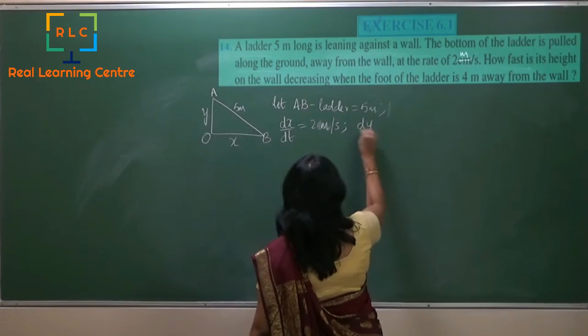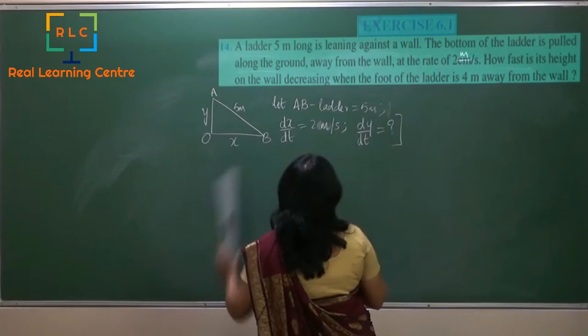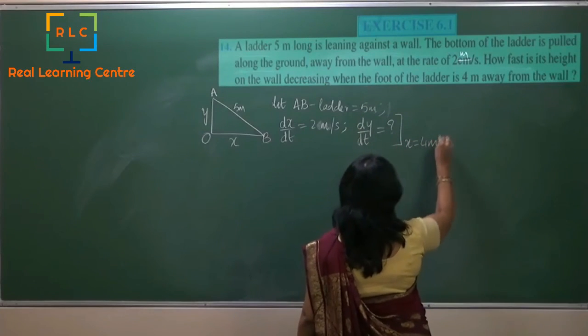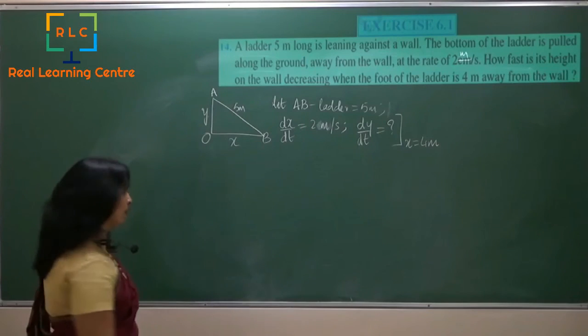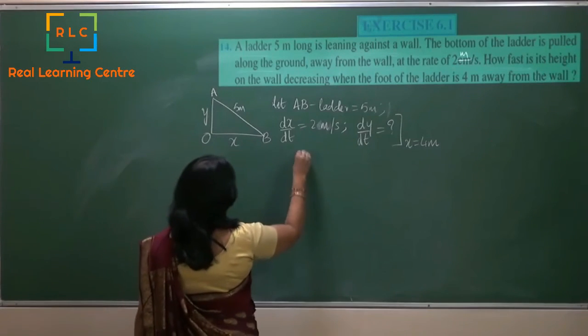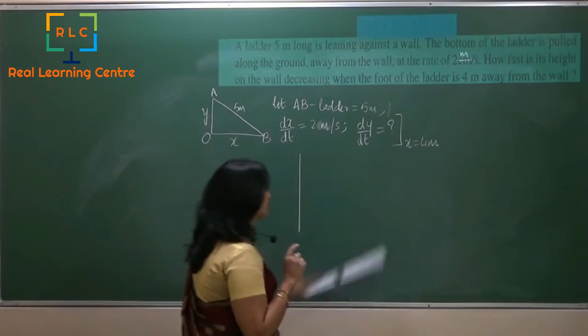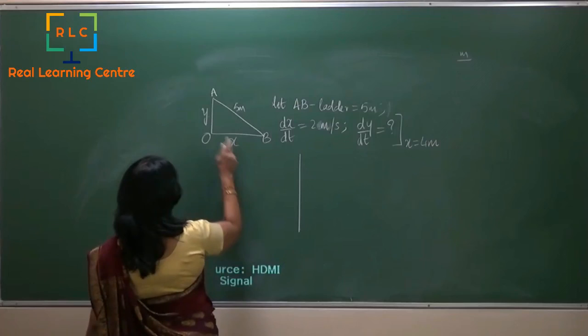And then what is it that they're asking about? The height on the wall, how is it decreasing? dy by dt is equal to question mark, when the foot of the ladder, when x is equal to 4 meter away from the wall. Let us write everything in meters now. So now I will break the page into two parts. I have two lengths over here, one is x and one is y.